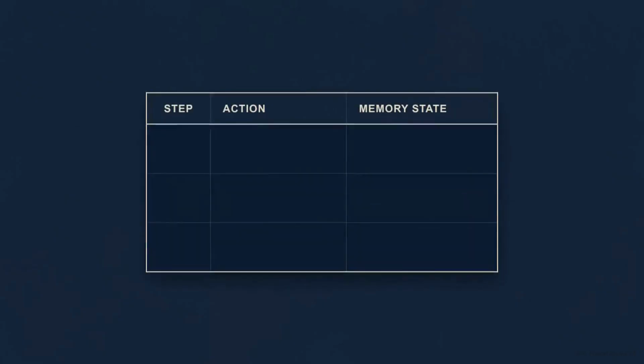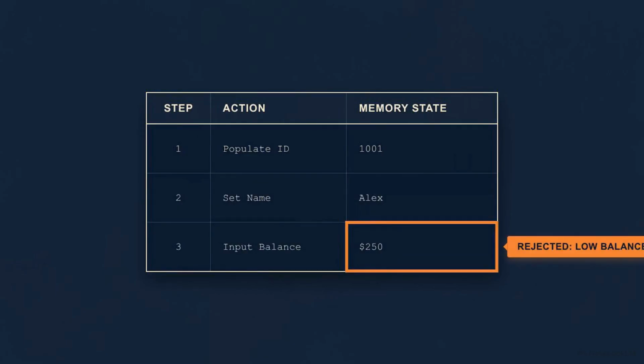This table tracking memory shows our logic in action. Step 1 populates the ID as 1001. Step 2 sets the name to Alex. Step 3 inputs a balance of $250. The system checks the threshold and triggers a low balance output.